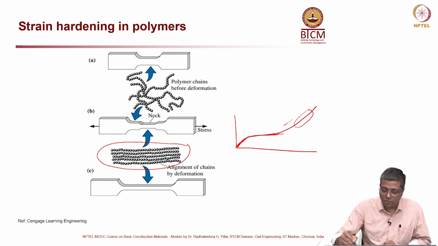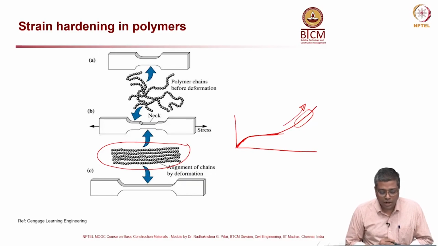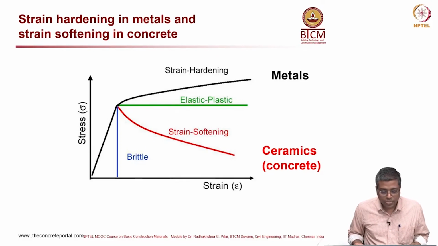So, that is why you have an increase. The strain hardening in polymers is this behavior on the right end of the graph. All the chains are convoluted, they are not in a straight line. So, as you pull in the beginning, they will try to become straight, and once they become straight, then only they will really take the load applied.